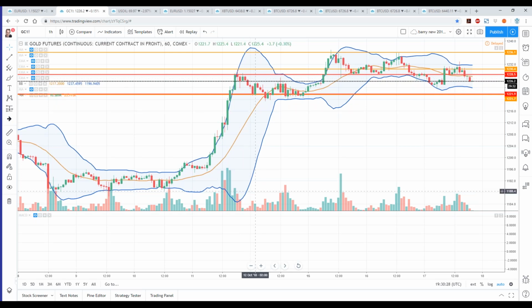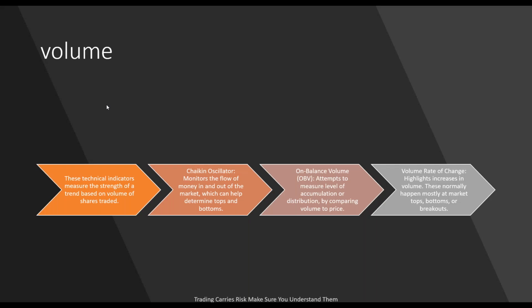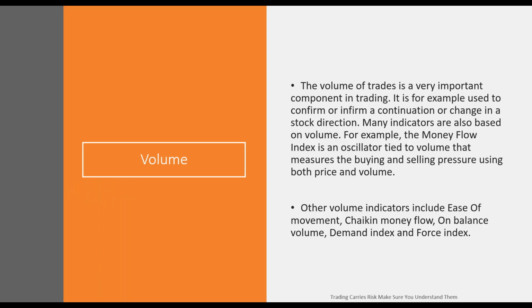Okay. So we have volume and volume indicators. Now, these technical indicators measure the strength of a trend based on the volume of shares or contracts being traded. The volume of trades is a very important component in trading. It is, for example, used to confirm or infirm a continuation or a change in an asset's direction. Many indicators are also based on volume. For example, the money flow index is an oscillator tied to volume that measures the buying and selling pressure using both price and volume.